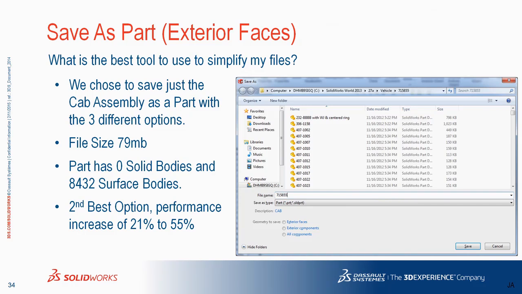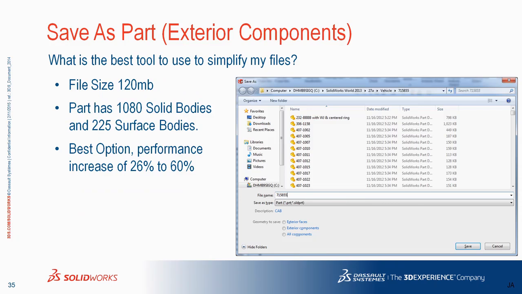Okay. So once again, what are the best tools to simplify the part? Somebody had asked about save as part. When we choose to save as part, there are 3 different options. There's exterior faces, exterior components, or all components. And we ran it on all three options here. When we did the exterior faces, it was our second best option. It increased performance by 21 to 55%.